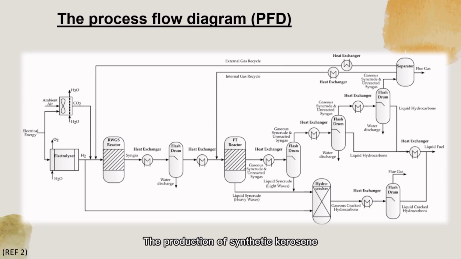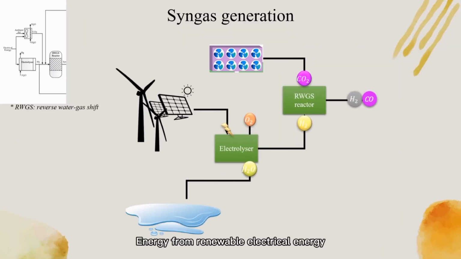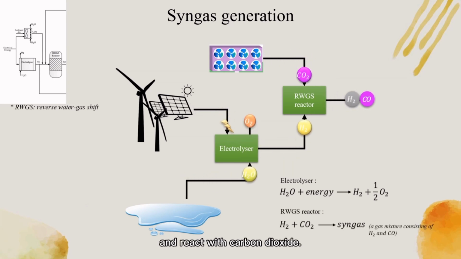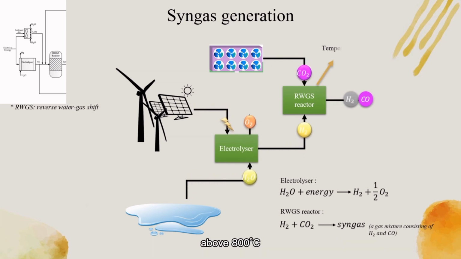The production of synthetic kerosene is divided into three main processes: 1. Syngas generation, 2. Syncrude generation, and 3. Separation, upgrading, and refining. Energy from renewable electrical energy is provided to the electrolyzer. Hydrogen will be transferred into the RWGS reactor and react with carbon dioxide. The reaction will be conducted at a high temperature above 800 degrees Celsius and form syngas.